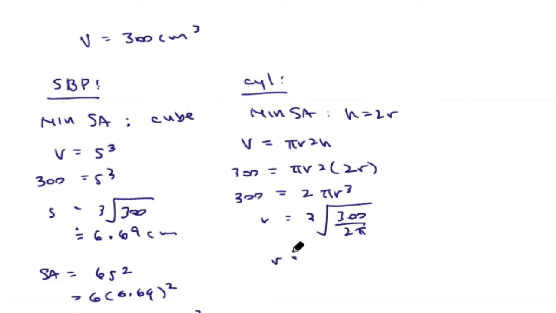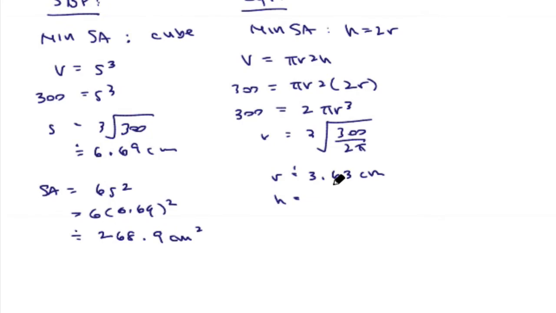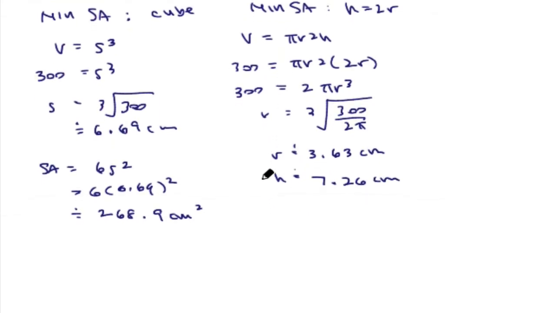And we get the radius to be approximately 3.63 centimeters, and the height we know has to be double of the radius. So if we multiply that by 2, we get the height to be 7.26 approximately. So now we can find the surface area of the cylinder.